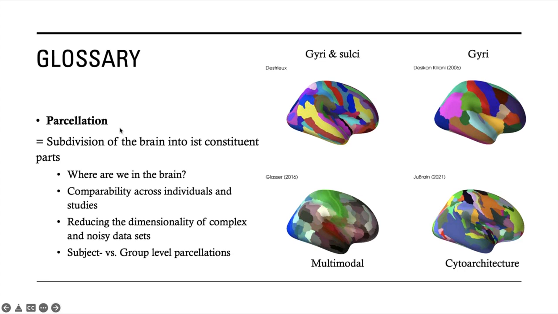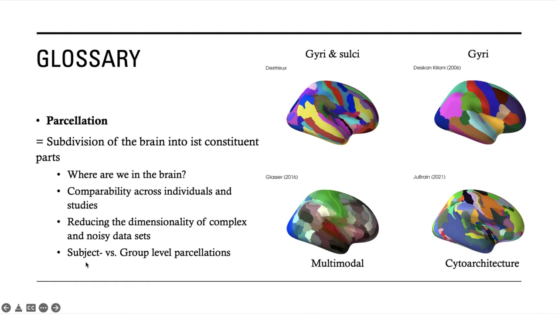Then another important term is parcellation, which is a subdivision of the brain into consistent parts, which we touched on briefly in the last lecture as well. We can segment the brain into different compartments to communicate where we are in the brain, to supply comparability across individuals and studies, or to reduce the dimensionality of complex and noisy data sets. If you parcellate data into distinct brain areas, the dimensionality gets reduced from, for example, 160,000 vertices of the surface to 300 areas of the cortex.